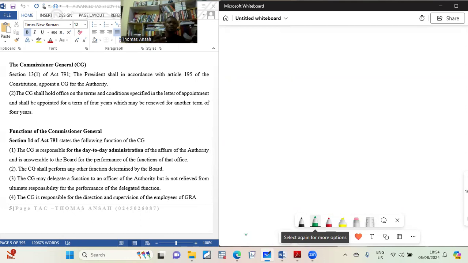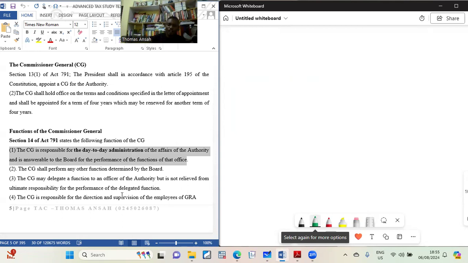So he is supposed to see to the day-to-day administration of the things that happen, and he will be answerable to the board, most importantly, the chairman. So he performs all the things that the board tells him to do. That is what happens. Of course, since he's the CEO, he can tell his heads of department to be doing things.